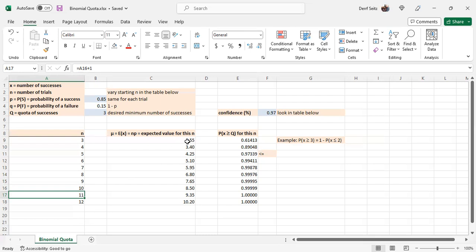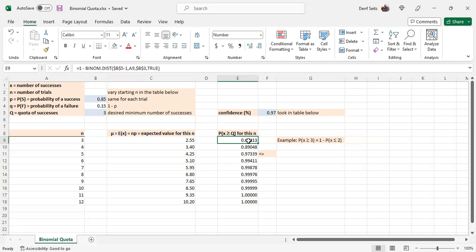The next column for each n calculates the mean of this distribution, which is the expected value n times p. So we have the expected values here. And the last column calculates the probability that the number of successes, x, will be greater than or equal to the quota, a probability.